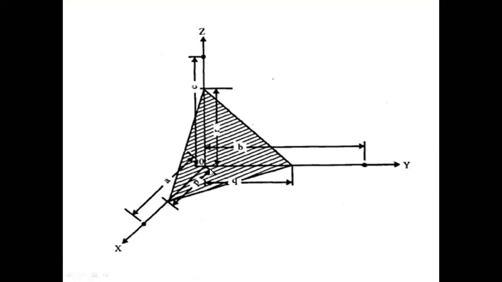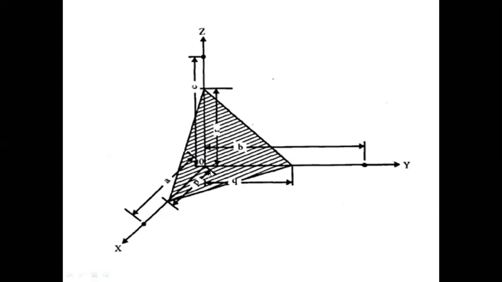This is the x-axis, this is the y-axis, and this is the z-axis. On these axes, a is the axial length in the x direction, b is the axial length in the y direction, and c is the axial length in the z direction. So a, b, c are the axial lengths in the x, y, and z directions.